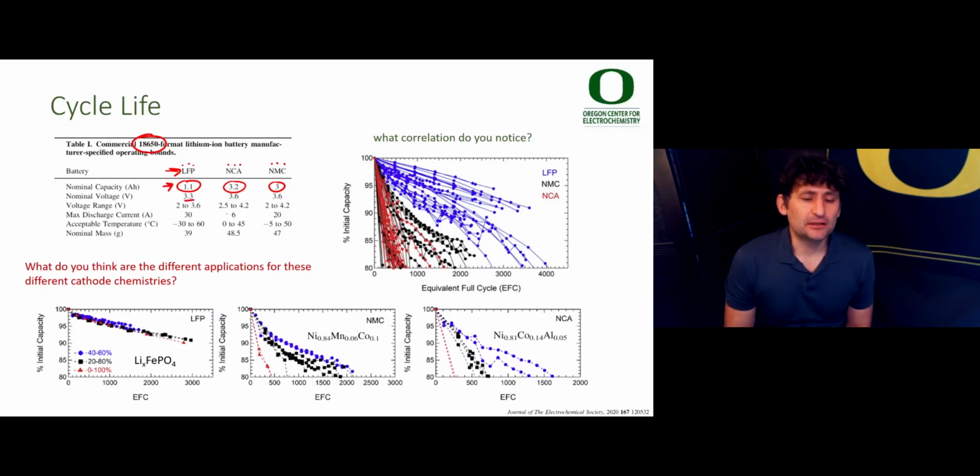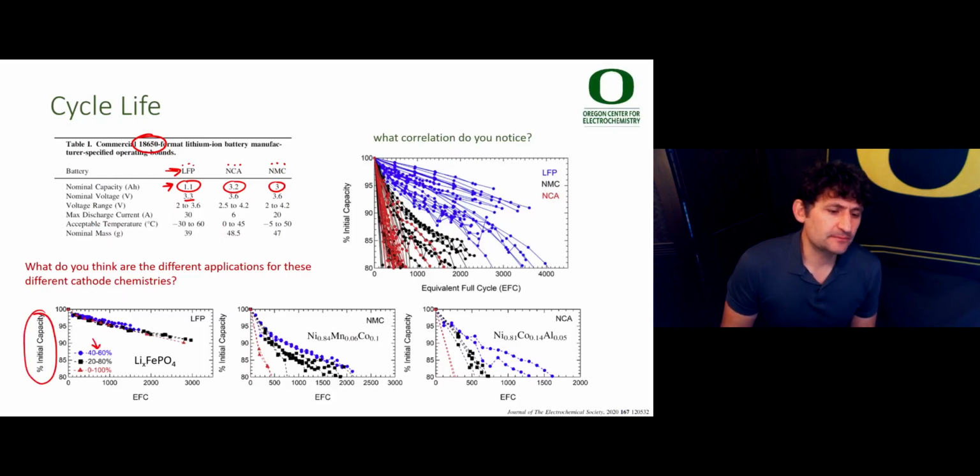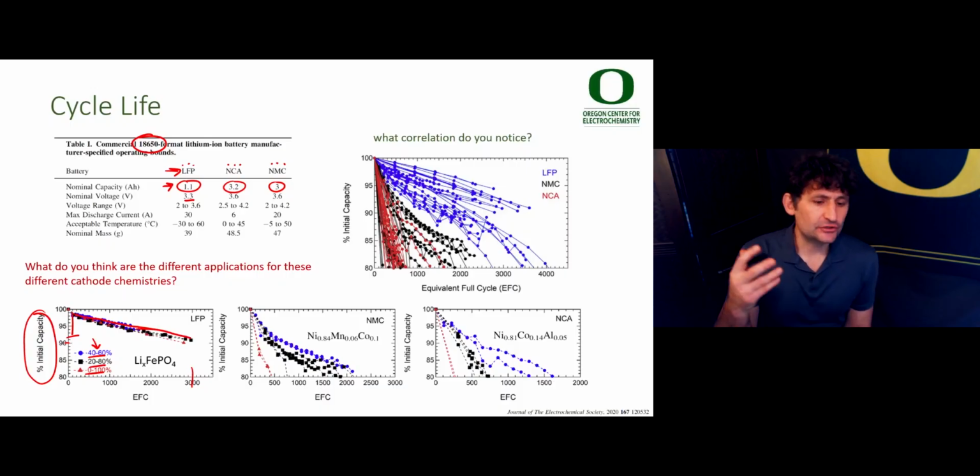Its voltage is also a bit lower than the others, but if you look at its performance, whether you discharge it and charge it between 40 and 60% state of charge, 20 and 80% state of charge, or 0 and 100% state of charge, the rate of loss of capacity is relatively similar. And the total loss in capacity is small, less than 10% over 3,000 cycles. So lithium iron phosphate battery chemistry is actually very good for many charge-discharge cycles. And it also has low cost because it doesn't have the more expensive nickel and cobalt cations at the cathode.